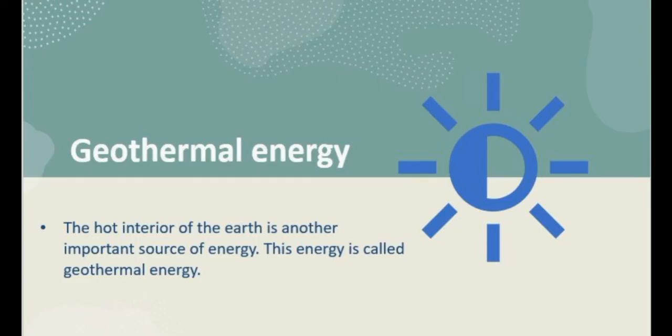Next is geothermal energy. In the word geothermal, geo means earth and therm means heat. So geothermal energy is the heat from within the earth. The hot interior of the earth is an important source of energy and it is called geothermal energy. We can use the steam or hot water produced inside the earth to heat buildings or to generate electricity. It is a renewable energy source because the water is replenished by rainfall and the heat is continuously produced inside the earth.